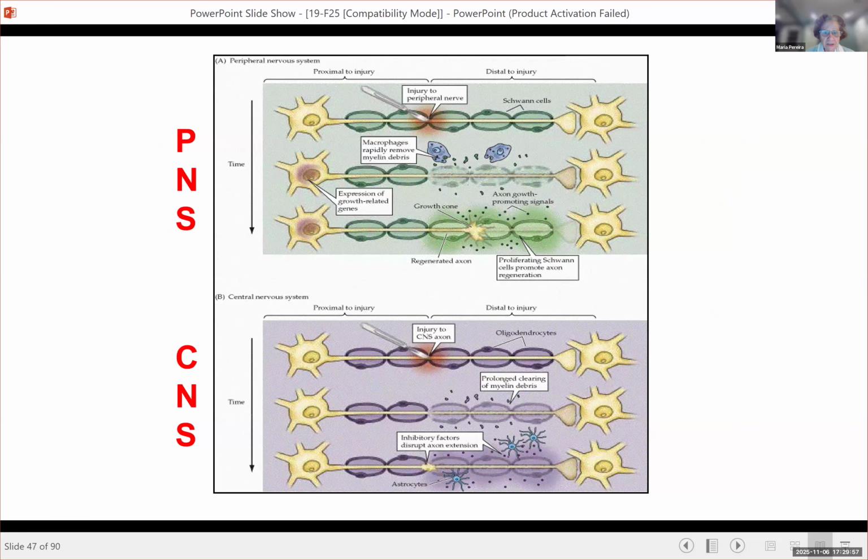See here, this is the PNS. There are no astrocytes forming a scar. You have the Schwann cells very close to the axon, and they provide a means for the repair. However, here, we have the astrocytes forming the scar, and besides that, the oligodendrocytes are far away. The cell body is not close to the axon, so it doesn't provide such a repair mechanism.